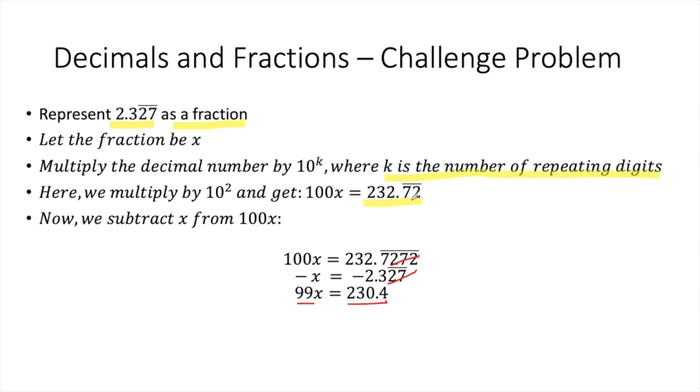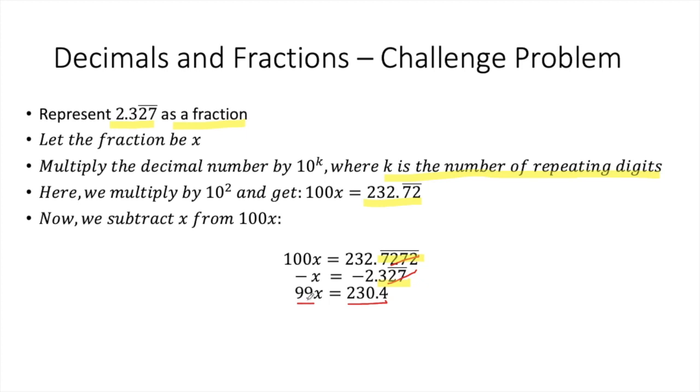Now note that 232.72 recurring is the same as 232.7272 recurring. I have added two more digits here in order to account for the extra one digit in this part. Let me just get my highlighter. So I have extended this in order to account for this increased decimal point here.